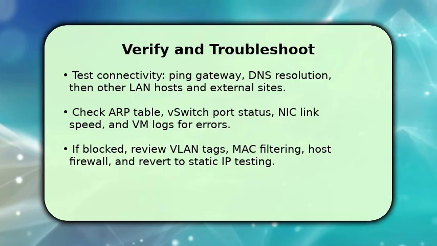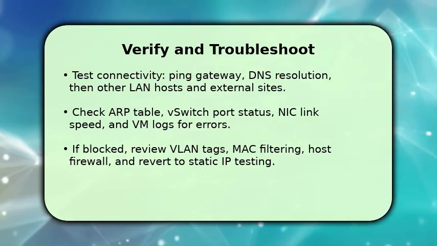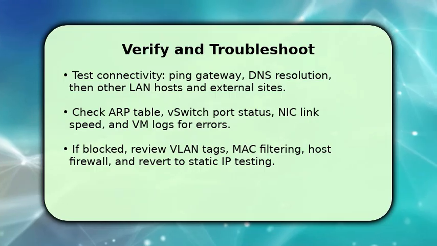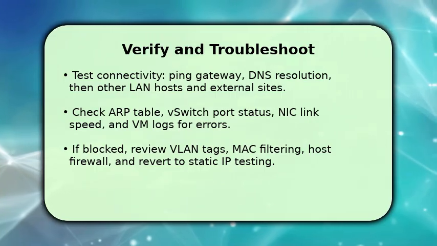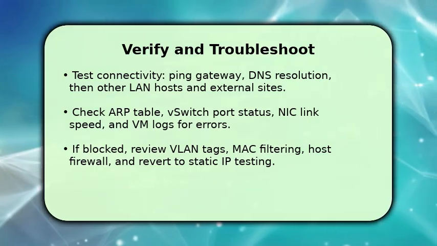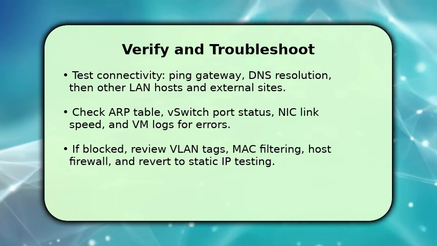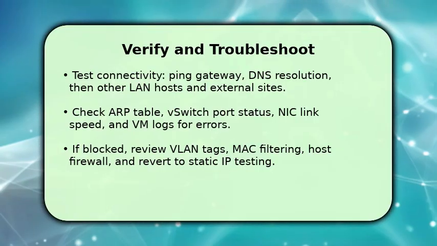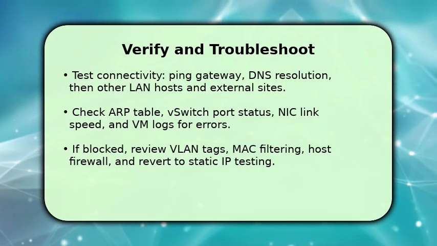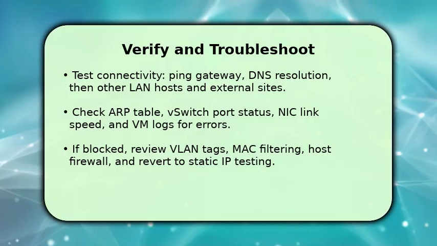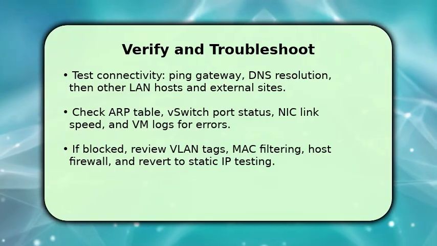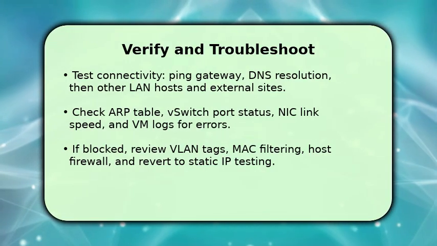If you fail, inspect ARP entries on the gateway, confirm the vSwitch shows the VM port active, and check the physical NIC link speed and duplex. Make sure no MAC filtering or DHCP reservations block the VM. As a single troubleshooting tip, when uncertain, assign a known good static IP in the LAN and retest to isolate DHCP or VLAN issues.